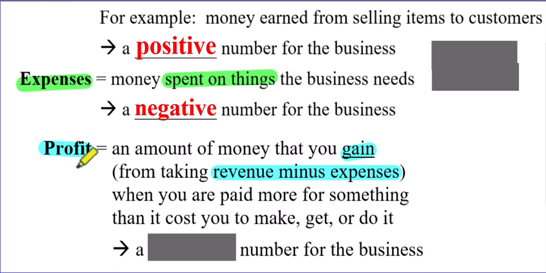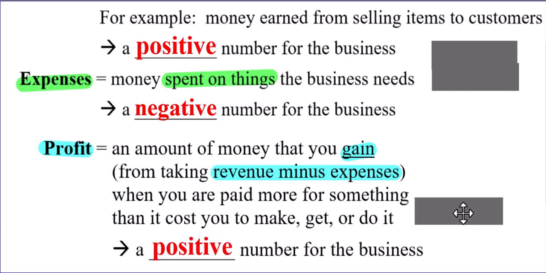Now, I don't have this word listed here, but if you would take revenue minus expenses and you get a negative, then that would be a loss, which I do not have that word here, but it's pretty obvious. A loss of money would be a negative amount of money. But let's fill in the blank here. If a profit is a gain after you take the revenue minus the expenses, then that would be a positive number for your business. I hope you are filling in those blanks on your notes.